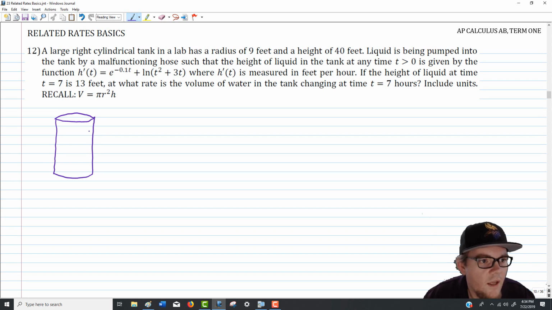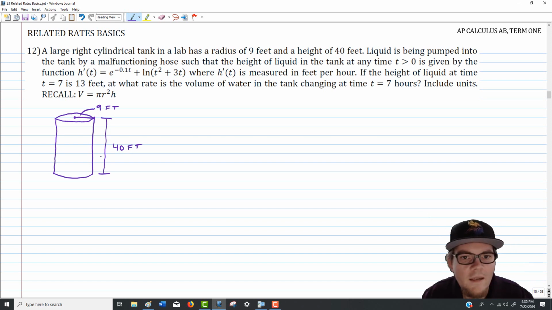So there's our stuff. It has a radius of 9 feet. So let's label that in there. So that's 9 feet. And then the height itself, the full height here, is 40 feet. So good to know. There it is. There's my can. Liquid is being pumped into the tank by a malfunctioning hose such that the height of liquid in the tank at any time is given by, let's see, where h prime is measured in feet per hour.